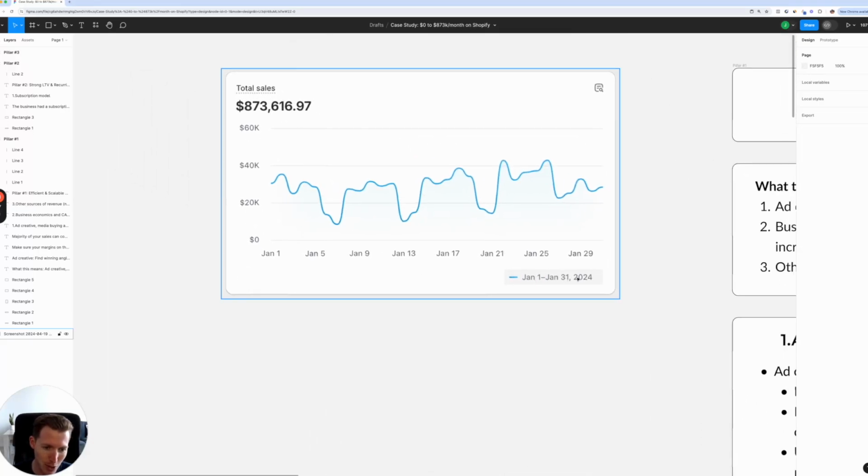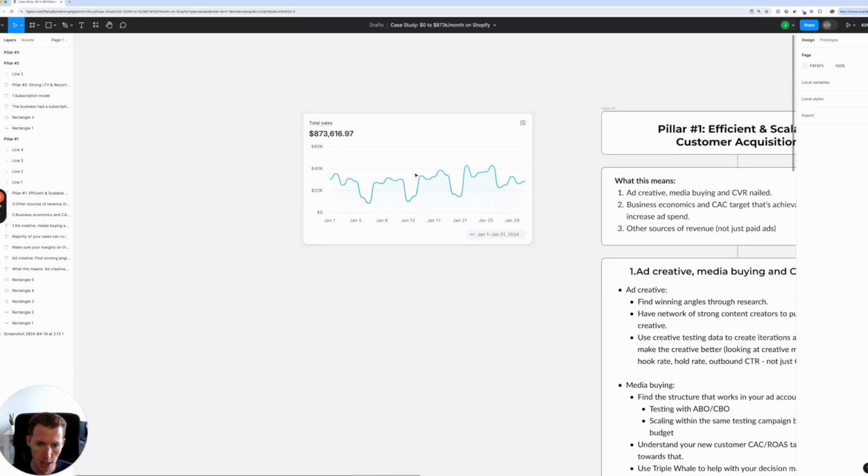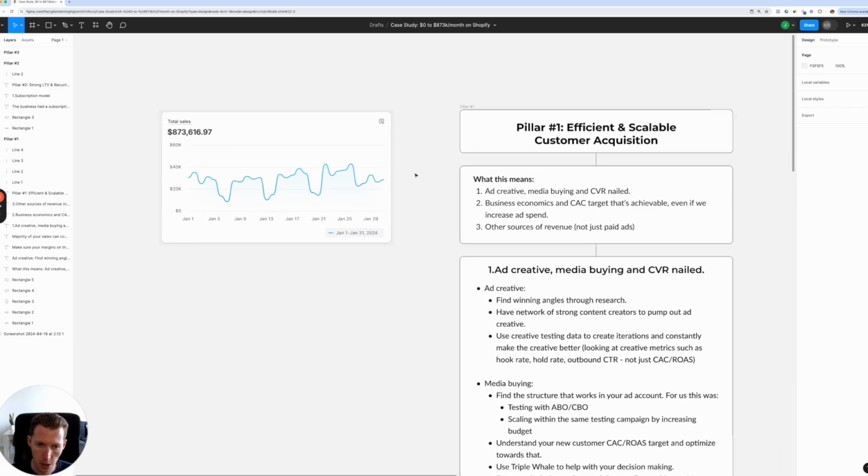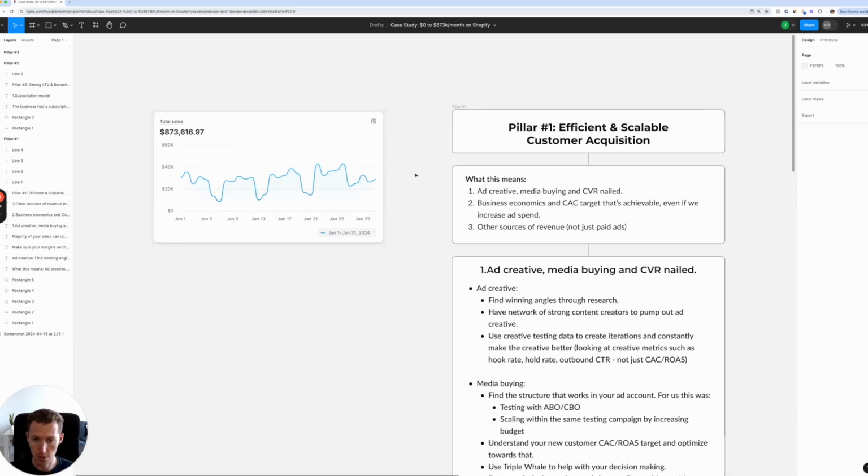January 1st, January 31st, $872,616.97. Now, as you guys know, I like to think in terms of pillars and structures and buckets. First pillar that we implemented is efficient and scalable customer acquisition.